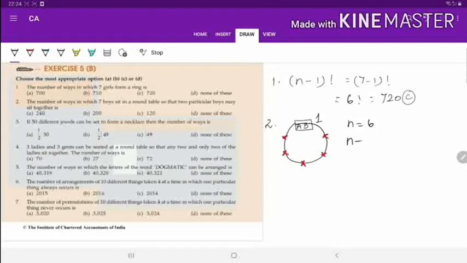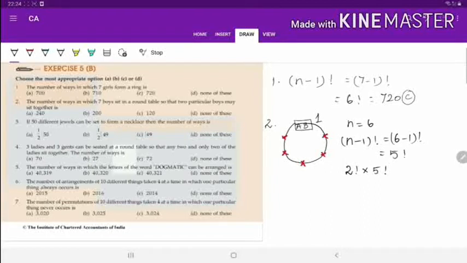The formula is (n minus 1) factorial, which is equal to 6 minus 1 factorial, so 5 factorial. Now A and B can arrange themselves in 2 factorial ways. So the total number of arrangements is 2 factorial into 5 factorial, which is equal to 2 into 1 into 5 into 4 into 3 into 2 into 1, which is equal to 240. Option A is the answer.